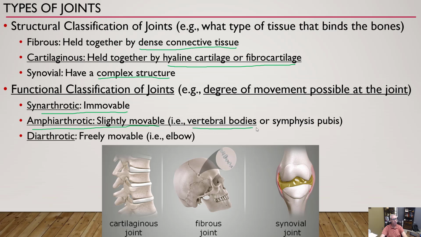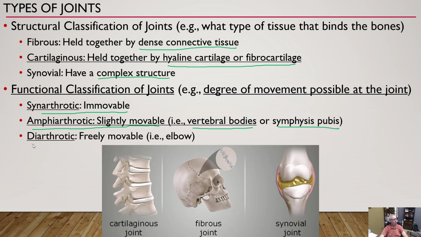So your vertebral bodies, your symphysis pubis. So your vertebrae, they're slightly movable. Sometimes, as a kid, you can do a back bend, but they're not freely movable. Your symphysis pubis, that's the area where your pelvis comes together at the base of your pelvis, and it allows for slight movement. Mostly during childbirth, it will allow the baby to pass through the birth canal.